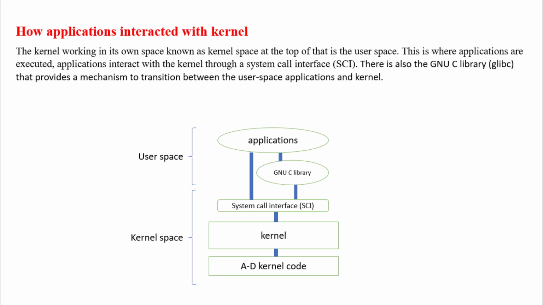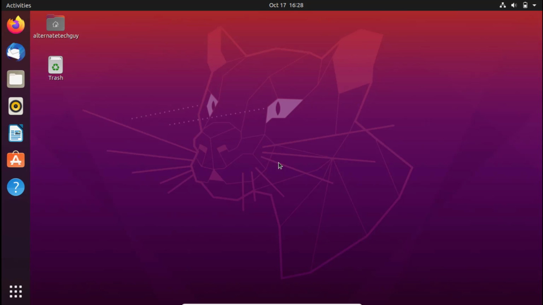So now that you know where the kernel fits in, let's look at this diagram too. The kernel works in its own space known as kernel space. On top of that is user space. Applications interact with the kernel through SCI, or system call interface. As you see in the diagram, there is also the GNU C library that provides a mechanism to transition between user space applications and the kernel. Code executed by the system runs on the CPU in kernel mode or user mode. Unlike user mode, in kernel mode there is no restriction on accessing hardware. You should also know that a kernel process crash can crash the entire system, but a user process crash is limited and can be recovered.